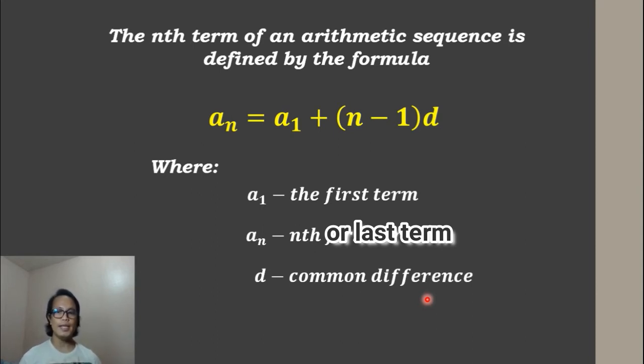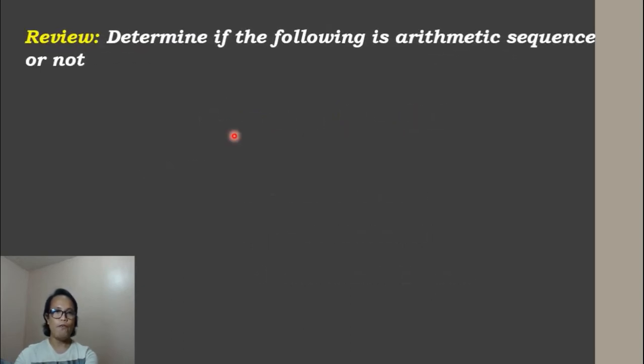Before we proceed to our example, let us first review determining an arithmetic sequence. How do we determine an arithmetic sequence? For example, we are given the sequence 2, 5, 8, 11, and 14. Then we have here ellipses, that means this sequence is an infinite sequence. In determining an arithmetic sequence, we simply check the common difference. If we have a constant number called the common difference between each of these terms, therefore this is an arithmetic sequence.